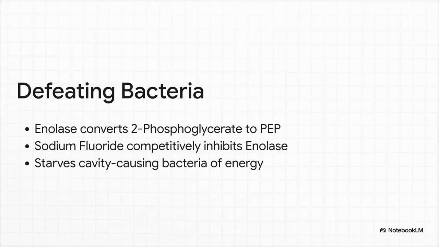Interestingly, glycolysis is also a target for defense. In step 9, an enzyme called enolase converts 2-phosphoglycerates to PEP. When you brush your teeth with toothpaste containing sodium fluoride, that fluoride competitively inhibits the enolase enzyme in the bacteria living in your mouth. By shutting down step 9, you literally starve the cavity-causing bacteria of the energy they need to produce tooth-destroying lactic acid.